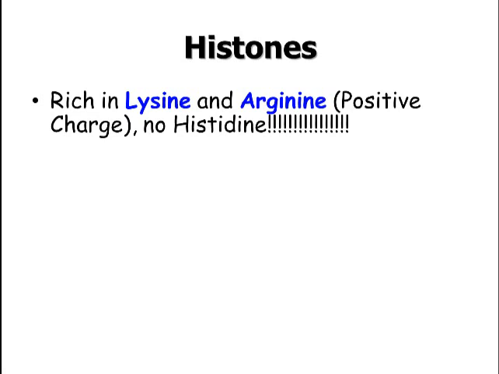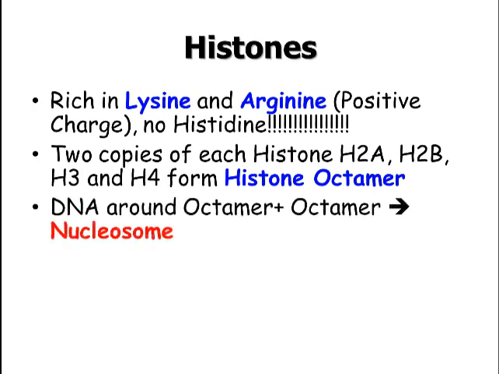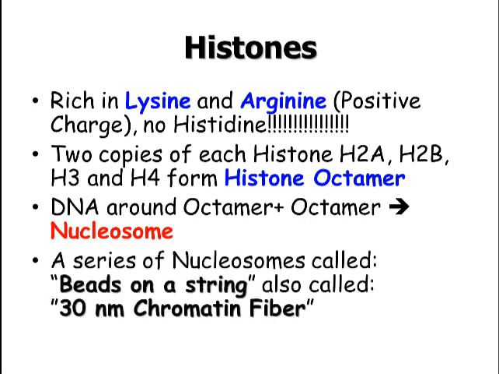Histones. Histones are rich in lysine and arginine. Lysine and arginine have positive charge. The fact is that there is no histidine in histone. Two copies of each histone, H2A, H2B, H3, and H4, form the histone octamer. DNA around the octamer plus the octamer itself make the structure of the nucleosome. A series of nucleosomes is called beads on a string, also called 30 nanometer chromatin fiber.